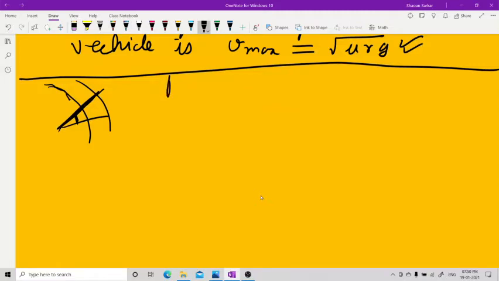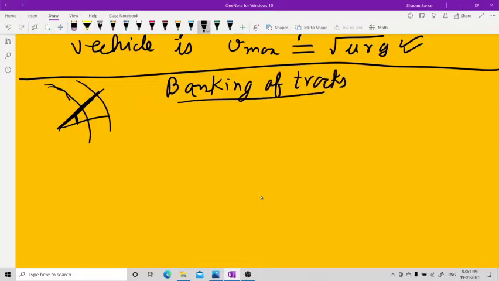Now let's write the heading: banking of tracks. Whenever the road, or even in railways, in some places they lift the level track in this manner. They lift it up. It turns like this. This angle is called the angle of banking. So let's try to find it out.